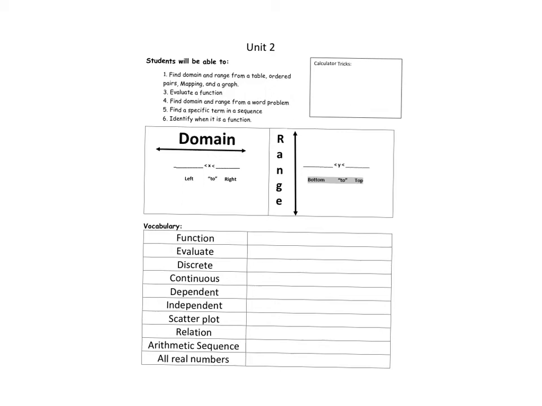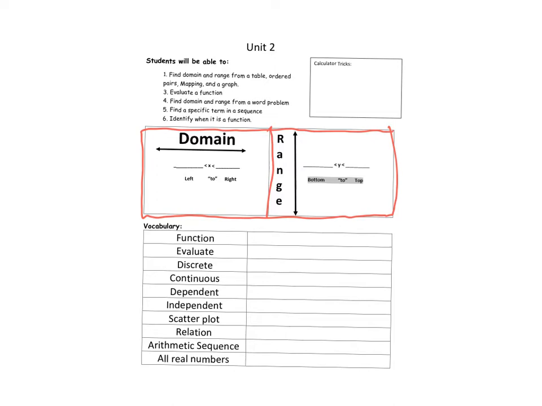Okay, so while you're taking notes, you are going to copy this exactly on your paper. So you're going to write Unit 2, students will be able to find domain and range from a table, order pairs mapping in the graph, evaluate a function, etc. You also are going to make a box that looks like this, where you have domain and range right next to each other, and the line. So what I suggest you to do is, while you're writing this down, pause the video, write this on your paper, and then press play when you're ready to copy.